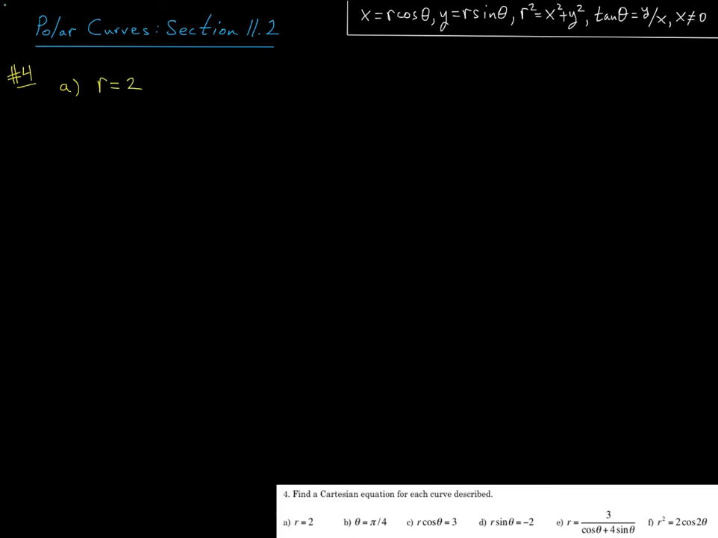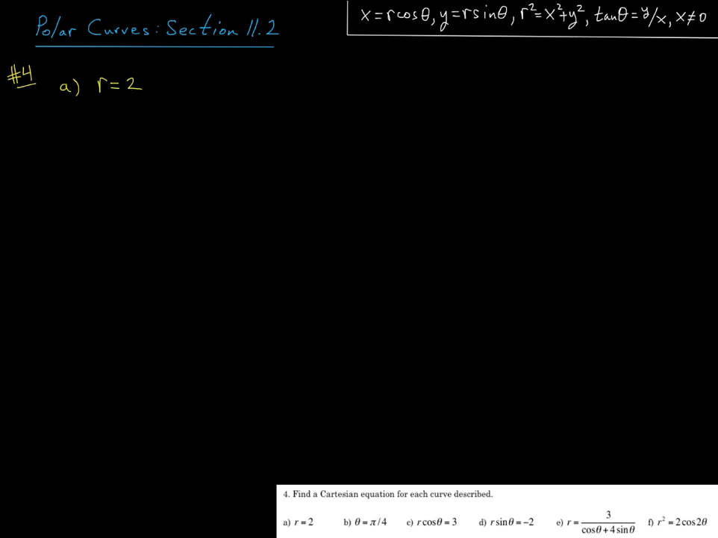All right, next up is question 4. It says find a Cartesian equation for each curve described. Now, up above here for our reference are these key relationships that we've seen now a few times that relate polar coordinates r, theta to Cartesian coordinates x, y. And so for part A, we have the polar equation r is equal to 2.